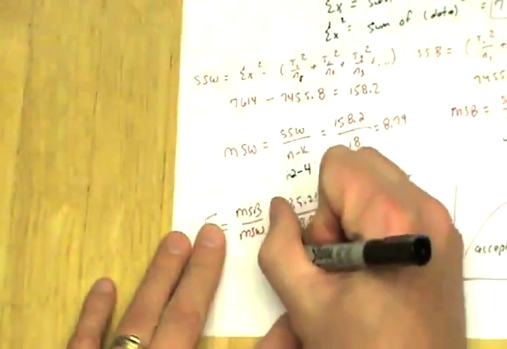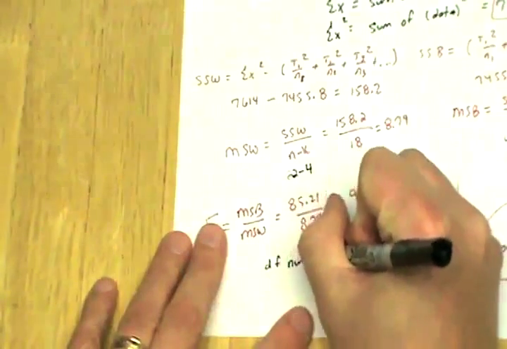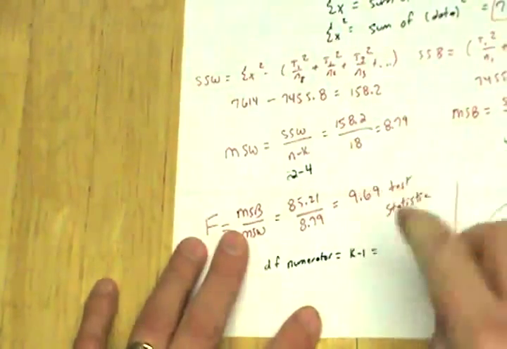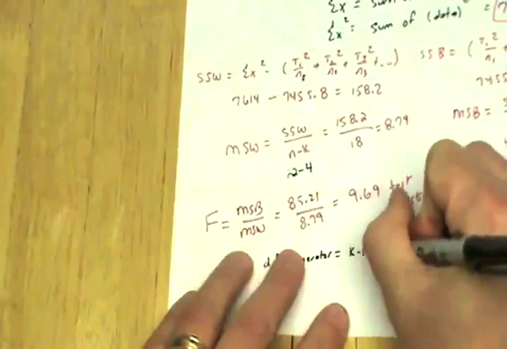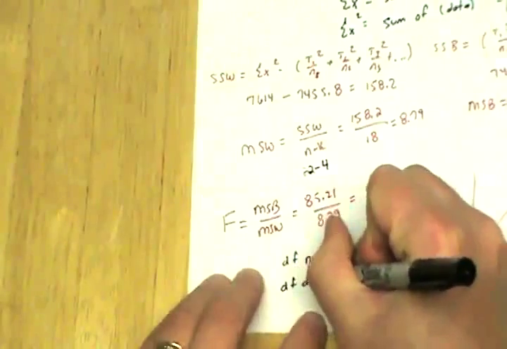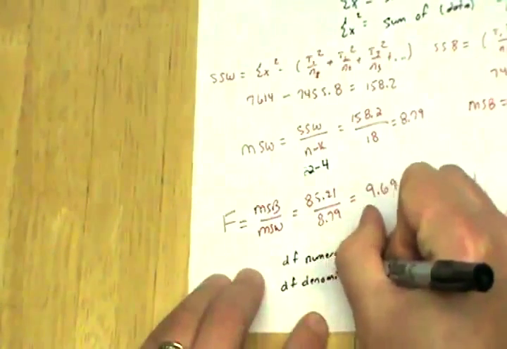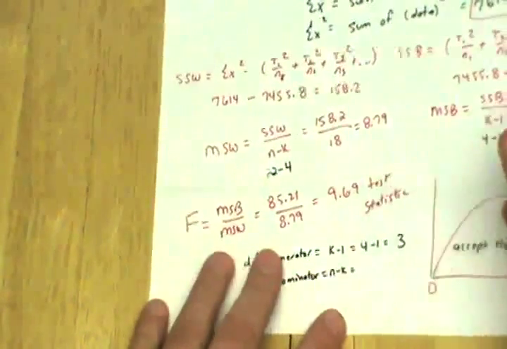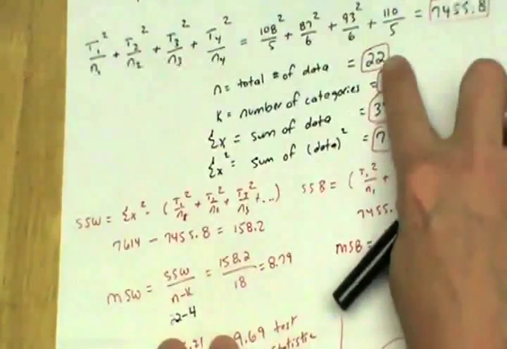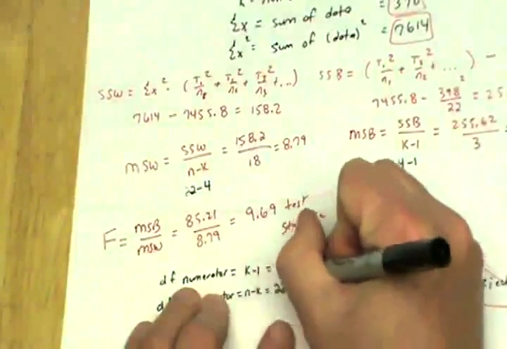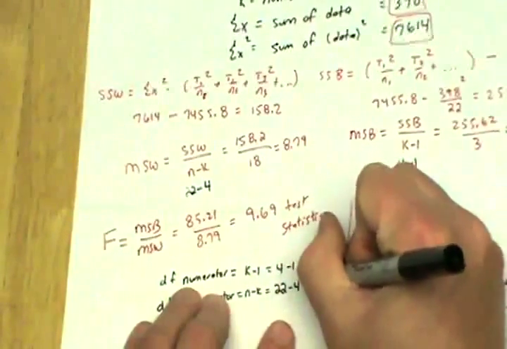So off here on the side, degrees of freedom for the numerator is k minus 1. We know k is the number of categories, which is 4. Take away 1 is 3. And then the degrees of freedom for the denominator is n minus k. We know n, the total number of data, is 22, and k, the categories, is 4. So that gives us 18.